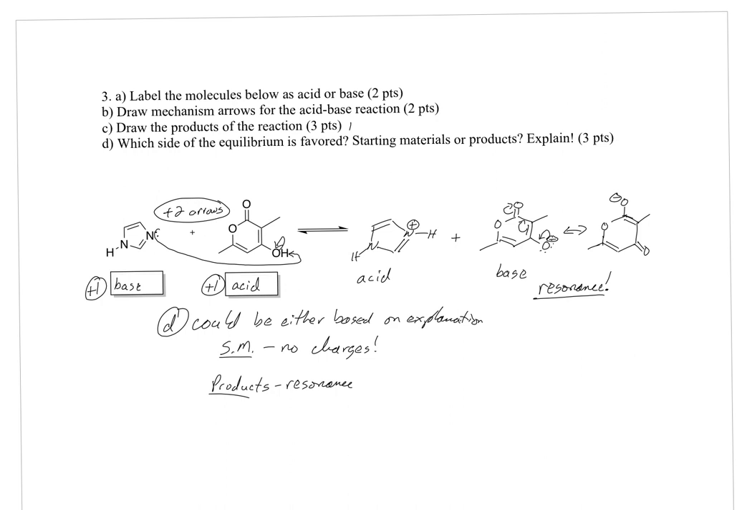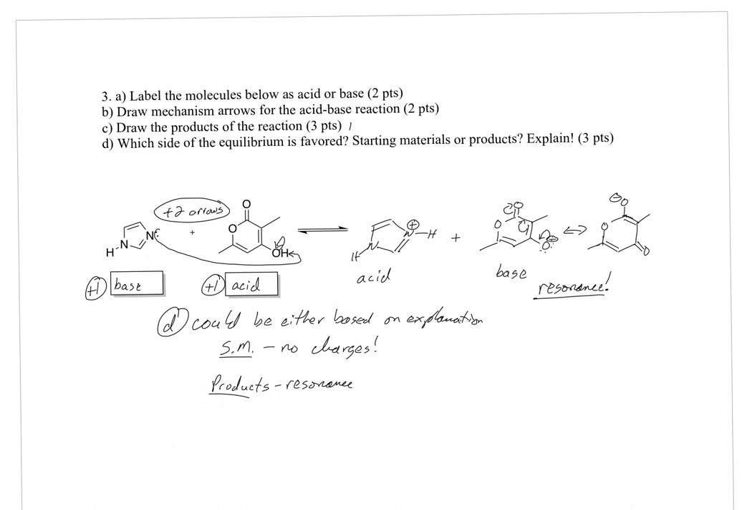So for this one, label the molecules below as acid or base. Draw the mechanism arrows for the acid-base reaction. Draw the products of the reaction, and then say which side is favored, start materials or products. Depending on how you answered this, there are lots of different ways to earn points. If you called this an acid and this a base, you could still earn those points, as long as you're consistent with your arrows. So where do arrows start? The arrows always start at bases, because bases are electron rich. I've tried to not double penalize folks on how I went through this.